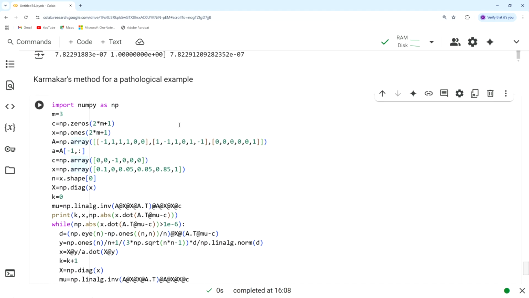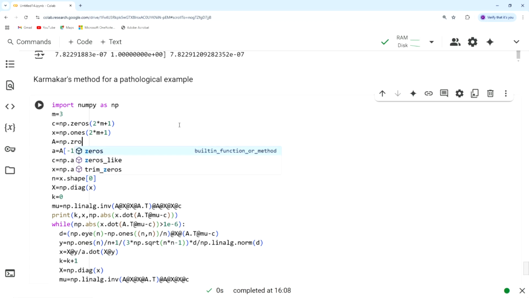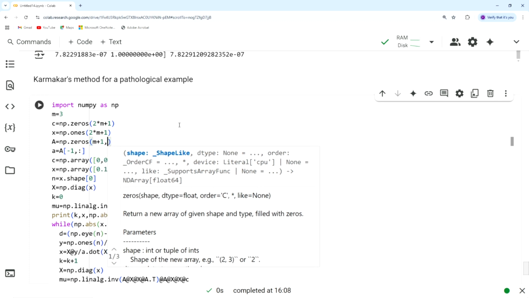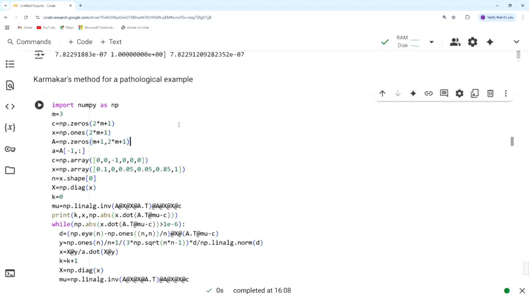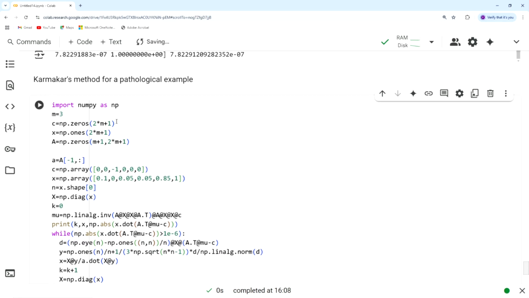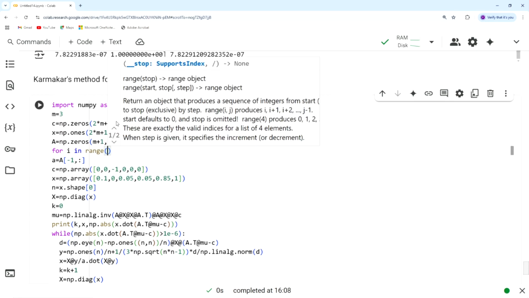And so for a, I will initialize it to be zeros, where the size is m plus 1 into 2m plus 1, right. You can see that you have m plus 1 rows, right, the m rows and the last one row. So, it is m plus 1 and the number of columns is 2m plus 1, right. So, I have initialized the sizes, right. Now, I will change the values accordingly, right.